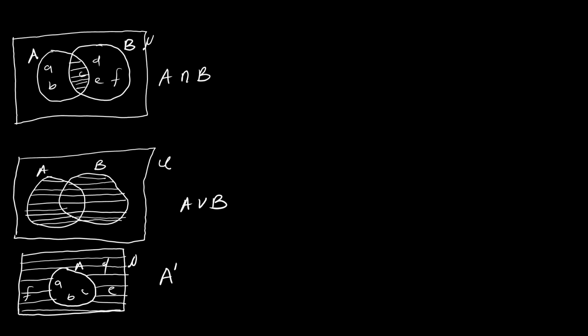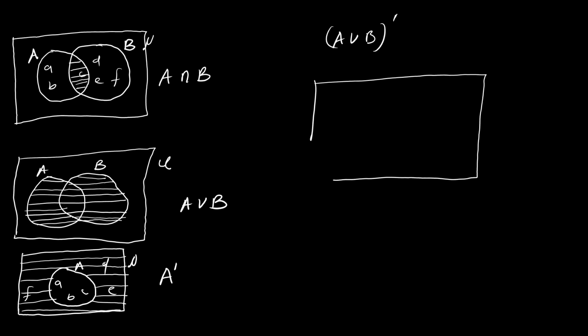So these are the basic representations using Venn diagrams. We looked at intersection, union, and complement. Let's take a look at an example. If you have to find A union B complement, let's draw a Venn diagram for this. We're looking for A union B complement. So let's bring out our A and B. This is set A, and this is set B.